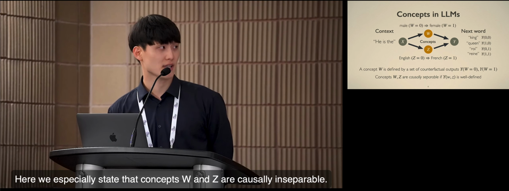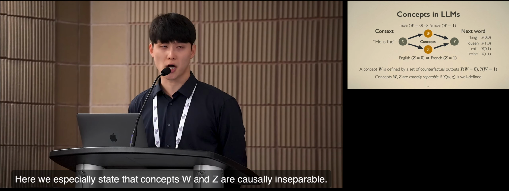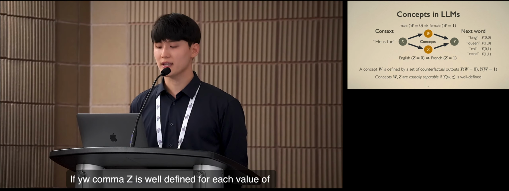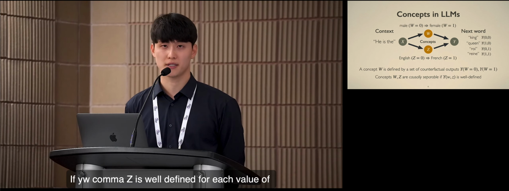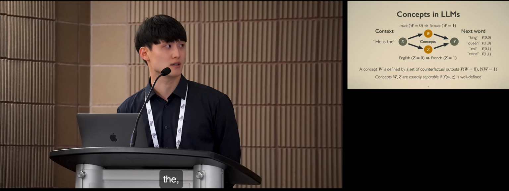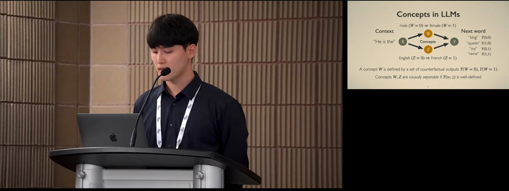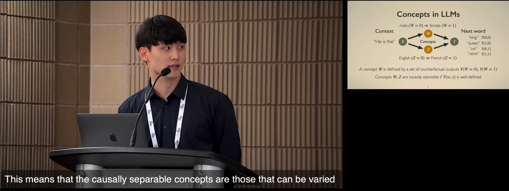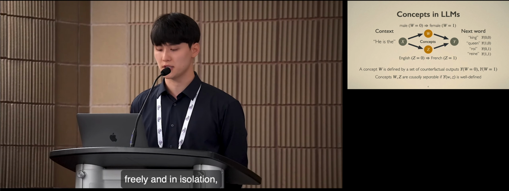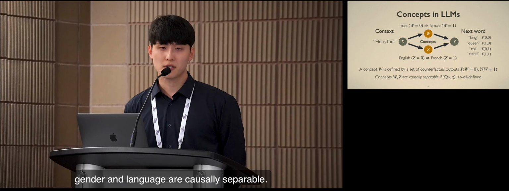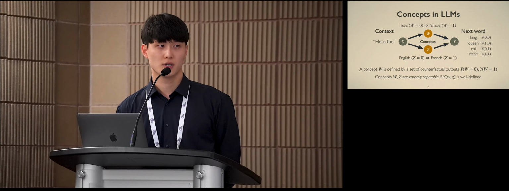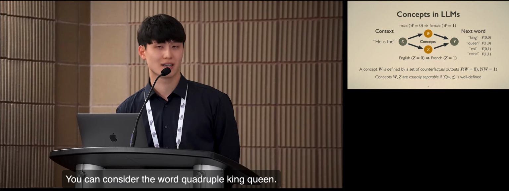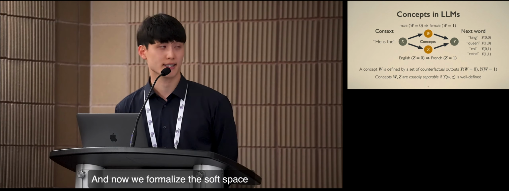Here, we especially state that concepts w and z are causally separable if y(w, z) is well defined for each value of w and z. This means that the causally separable concepts are those that can be varied freely and in isolation. For example, gender and language are causally separable. You can consider the word quadruple: king, queen, roi, and reine.